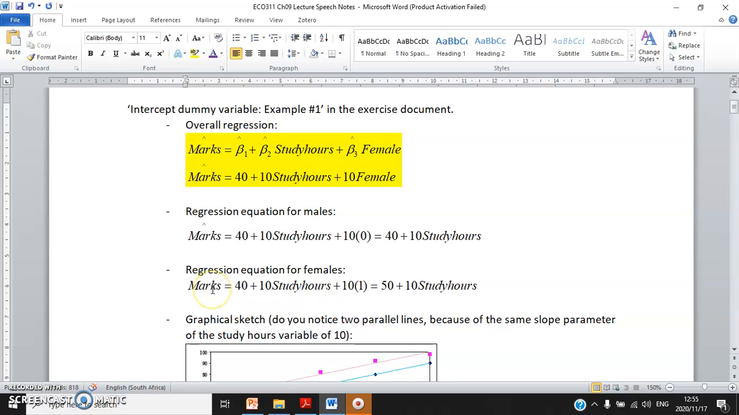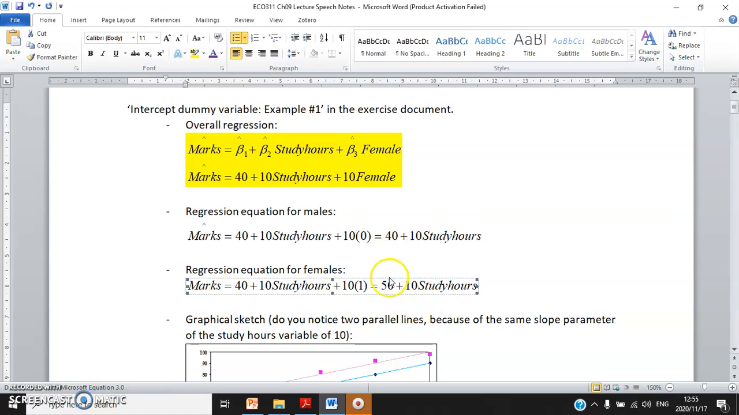For the female students, the regression equation is marks-hat equals, there is actually a hat missing here, equals 40 plus 10 times study hours plus 10 times 1, because we're really dealing with females. So the female dummy, intercept dummy equals 1. So 10 plus 40 gives you 50.